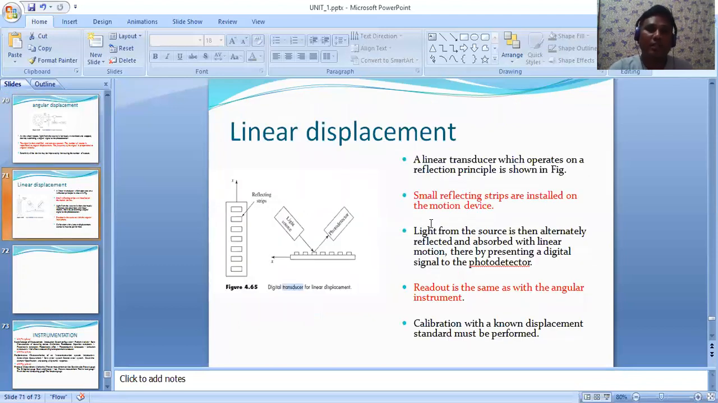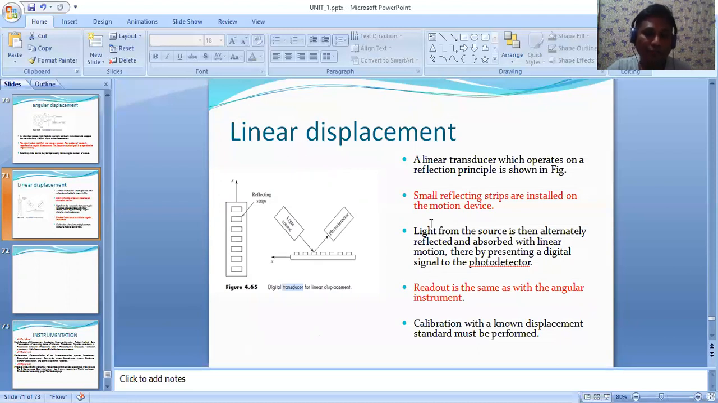The second part is the linear displacement. In this diagram, reflecting strips are indicated. The light sequences are reflected to the photodetector. The reflection is moved to the next steps to convert to the result of the current. Here is a linear transistor which operates on the reflection principle by using a photodetector.